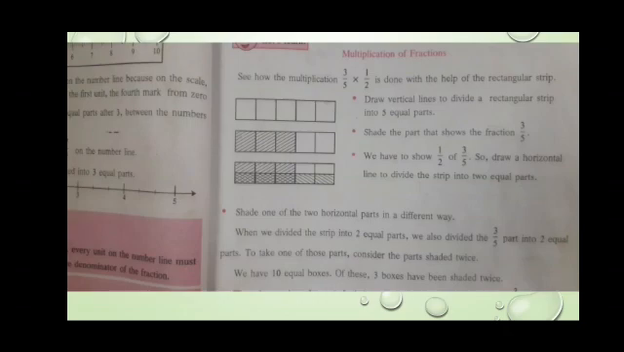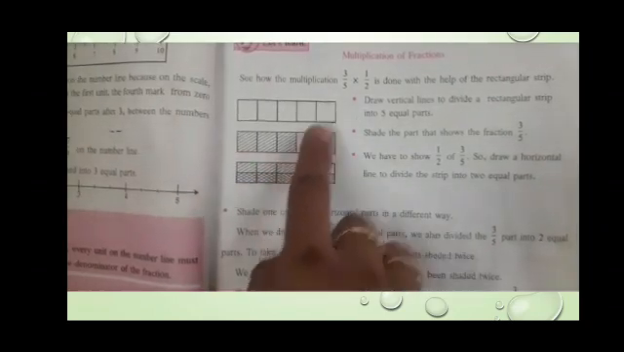Now the next step is to shade the part that shows the fraction 3 by 5. Now 3 upon 5 means out of 5 parts you have to shade 3 boxes. So as you all can see, in the second picture, 3 boxes are shaded out of 5 boxes. So we have shown 3 by 5 here. Now 3 by 5 multiplied by 1 by 2. Now 1 by 2 means half.